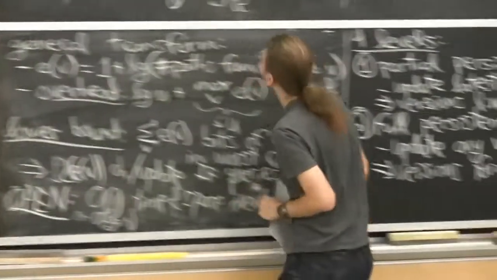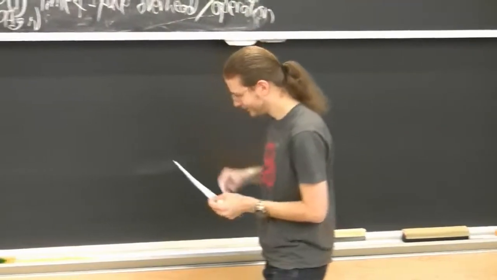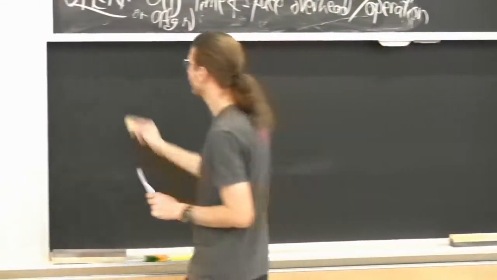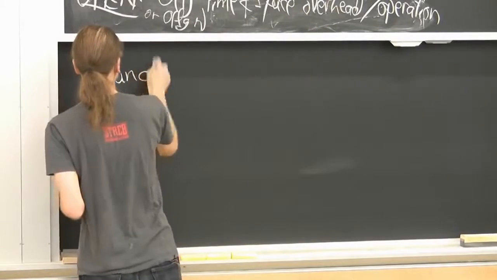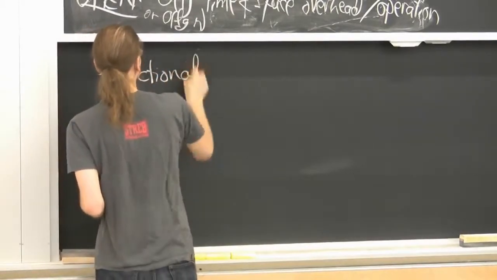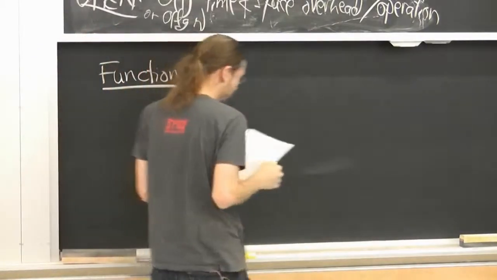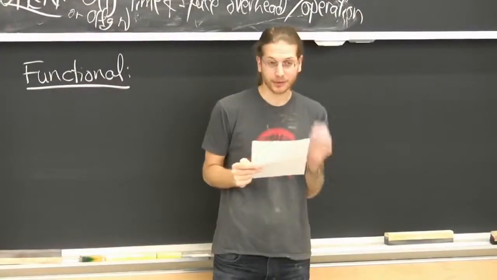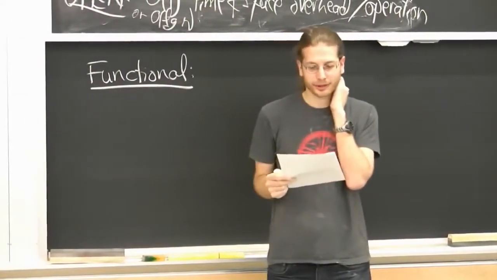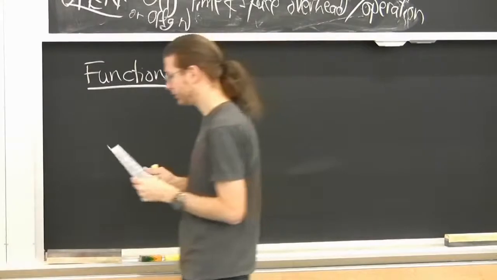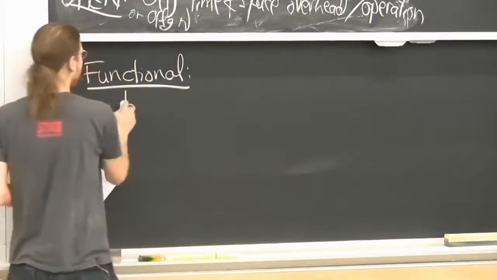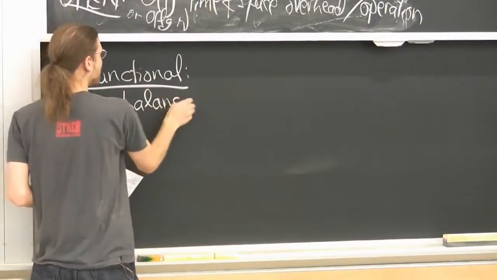So, beauty of time travel. Functional. I just want to give you some examples of things that can be done functionally. There's a whole book about functional data structures by Okazaki. That's pretty cool. A simple example is balanced BSTs.